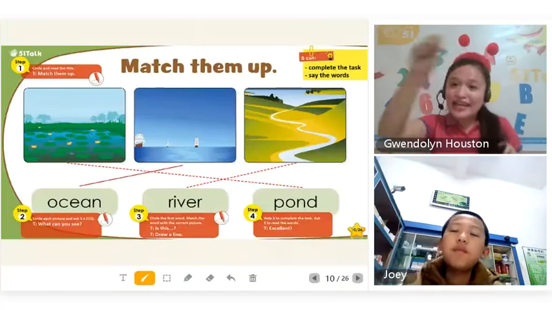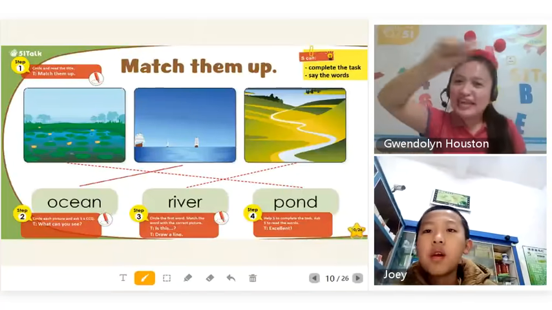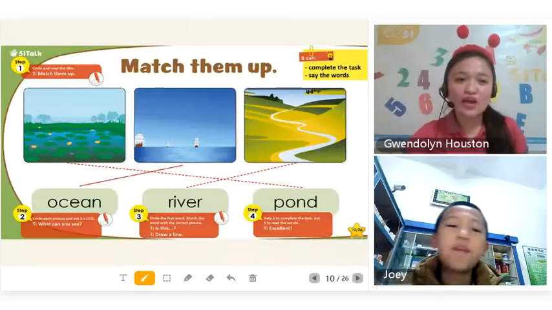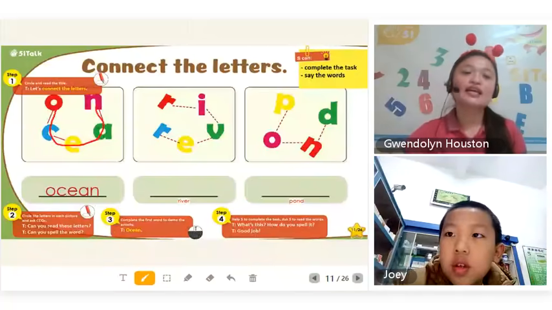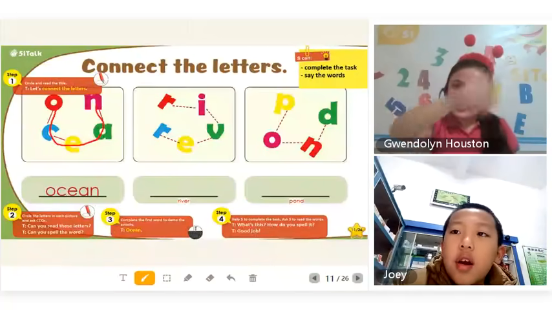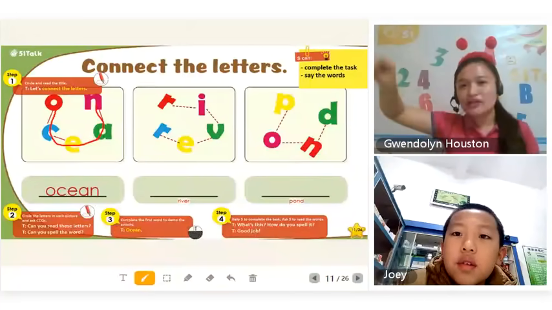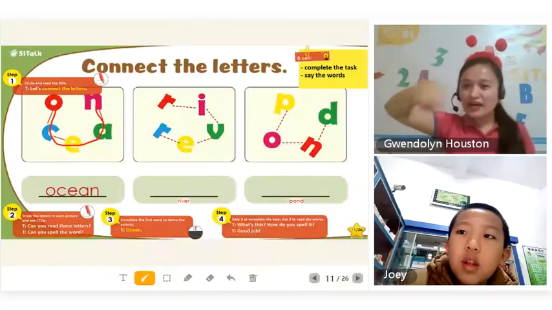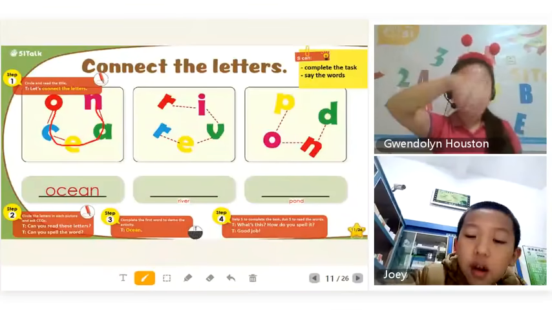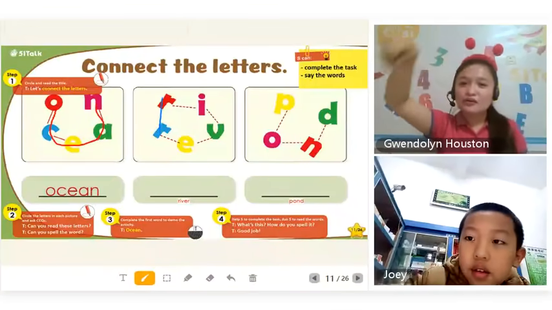Can you connect the letters? Connect it. Okay, like this one. Ocean. Connect it to form a word. Connect the letters. Go.